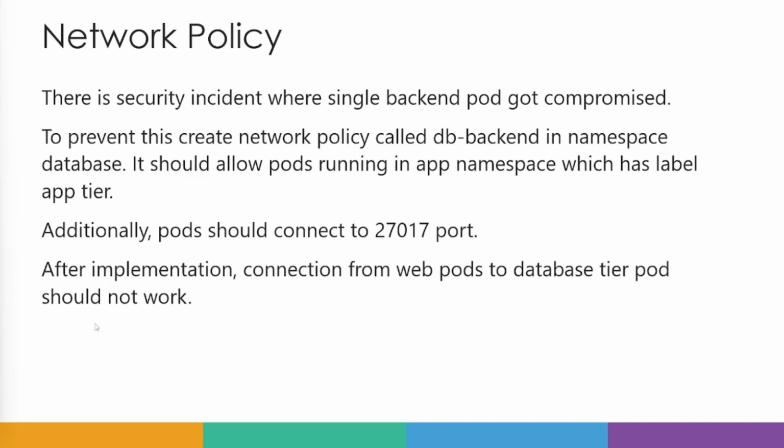What we have understood from the question is we have a total of 3 namespaces: the database namespace, app namespace, and there is a web namespace as well. So this question is telling us that we need to create a network policy which is applied to the database namespace, and this policy should allow only pods running in the app tier with the label tier is equal to app, and it should connect only on 27017 port. So let's visualize this problem first.